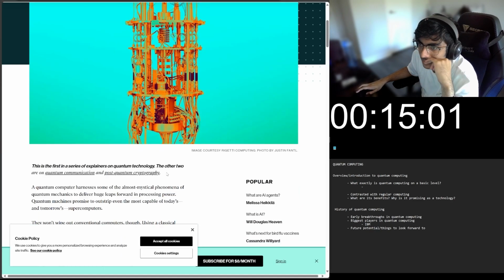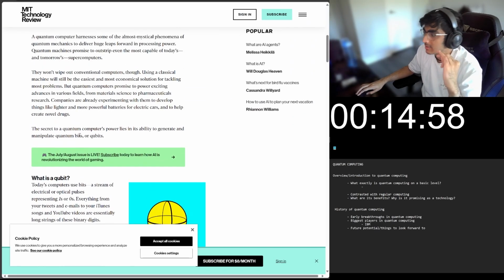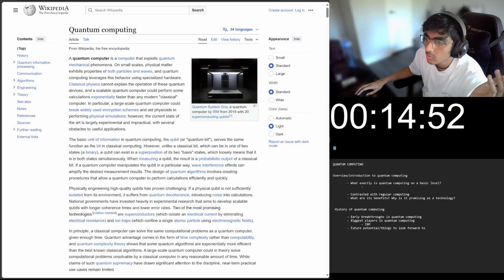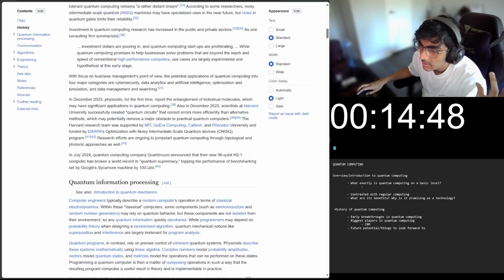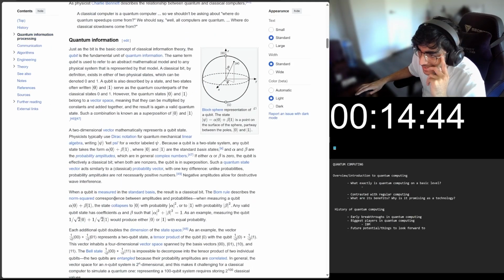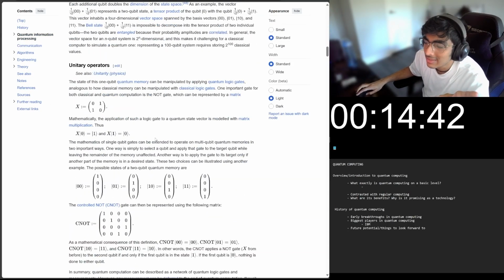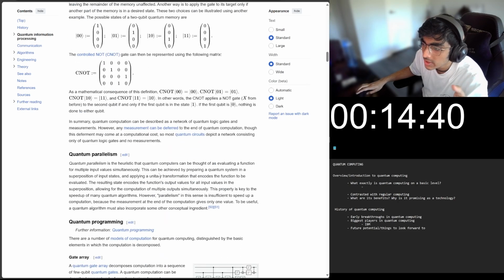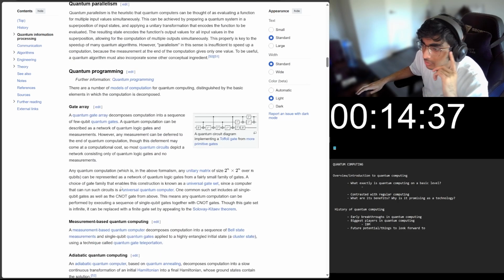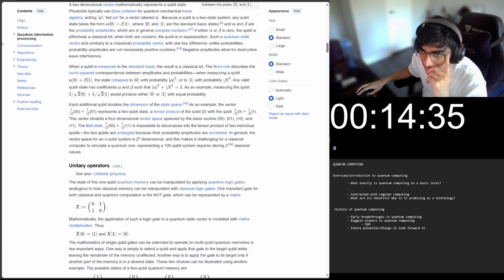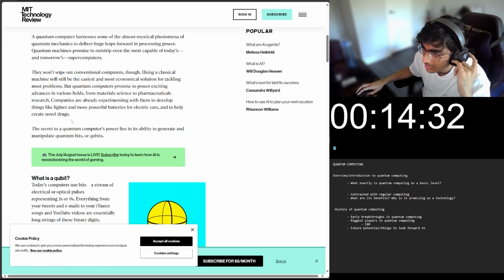This one, MIT Technology Review, let's see. Okay, I think this is decent. Let me just go to Wikipedia first and see if there's anything immediately that we can get from this. Yeah, see, this is what I meant. They have a lot of math here, and I don't really want to get into interpreting this because that'll end up taking a lot of time. So I'll rely on the MIT Technology Review for now.